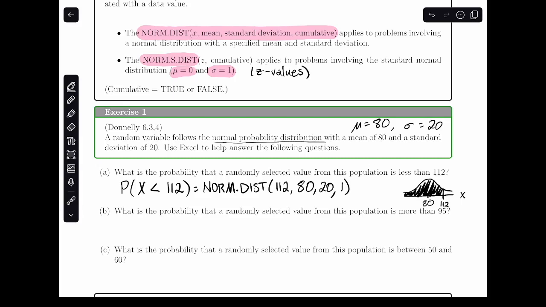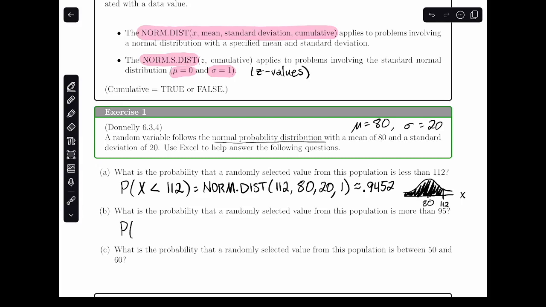And this will give us that area to the left of 1/12, and this is about 0.9452. You could instead convert or find the z-score for 1/12, and then this would be a standard normal, and you could use the norm.s command, and that would also give you this same value. Now let's look at part B.